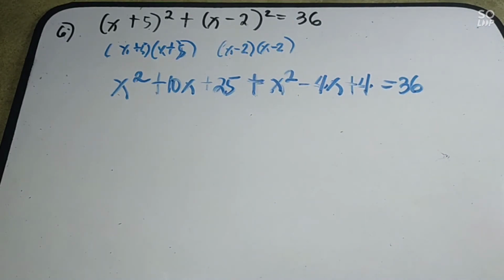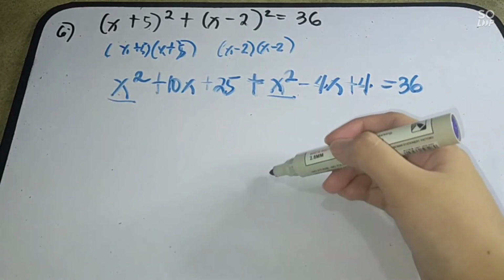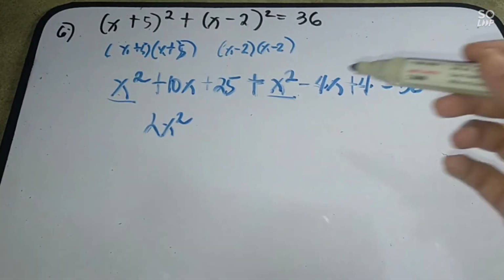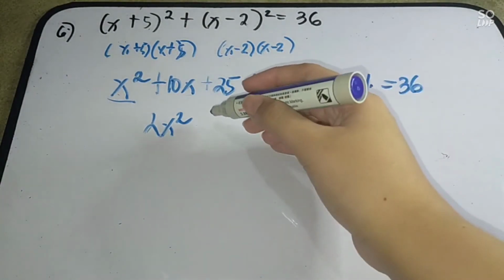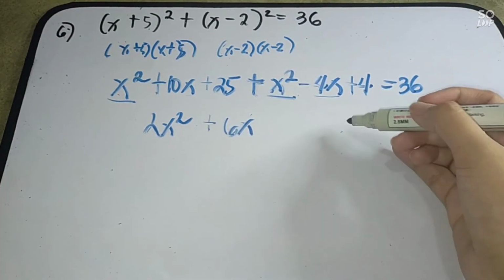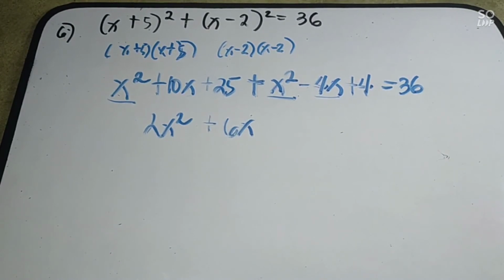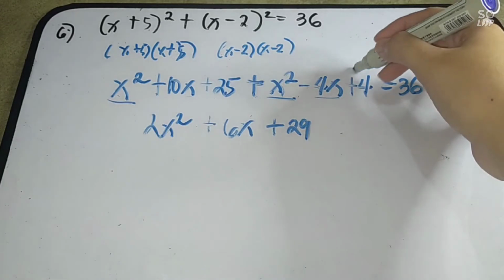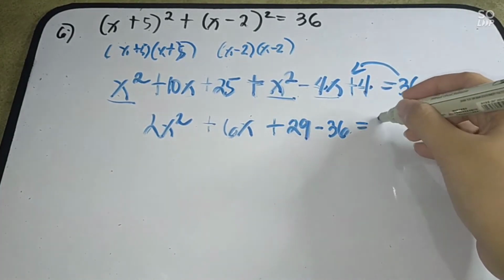Afterwards, you are going to combine like terms. So, combine natin to x squared plus x squared. So, the answer here is 2x squared. Next, we have here 10x minus 4x. The answer is plus 6x. Next, 25 plus 4. The answer is plus 29. Then, si 36, lipat mo sa kabilang side. So, magiging minus 36 is equal to 0.